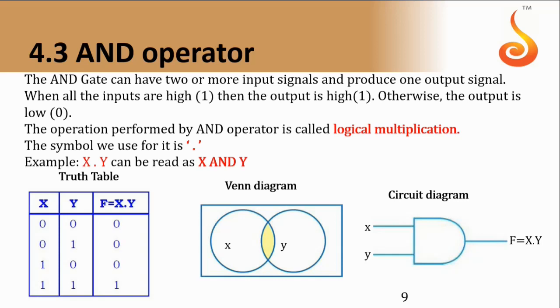In the AND gate, when all the inputs are high, that is everything should be 1, then only the output will be 1, otherwise it will be 0. It is represented by the dot symbol and it is called logical multiplication. Either you can write it as x dot y or it can be read as x and y. Okay.